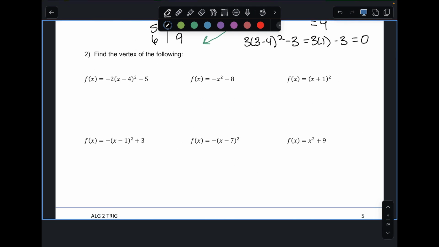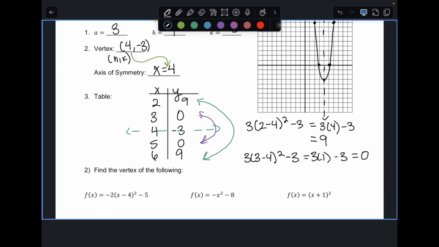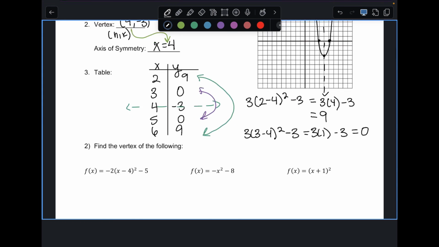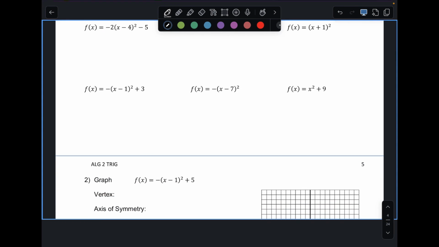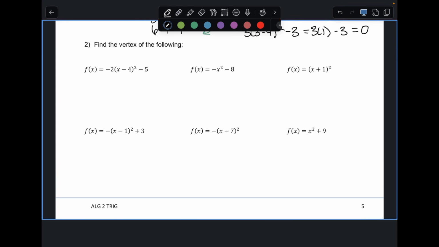Since this entire method, process, whatever, starts with the vertex, we have to make sure our vertex is correct, because if it's not, everything else is going to be messed up. So we're going to run through 6 of these problems that are in vertex form, and we're just going to write down H, K, and the vertex. So again, we're looking for H and K.